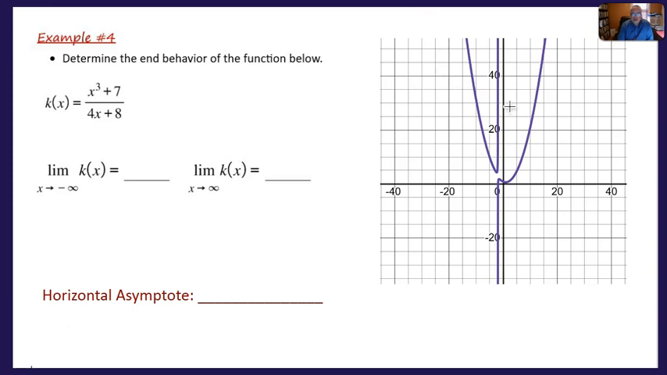All right, fourth example here. So this function, kind of interesting looking function. But let's do the same thing. Let's cross off the terms that aren't going to matter much. And this is approximately equal to x cubed over 4x. And if I divide out an x, we get x squared over 4.